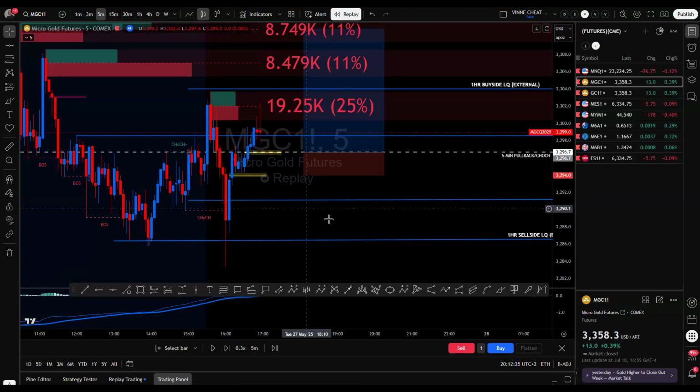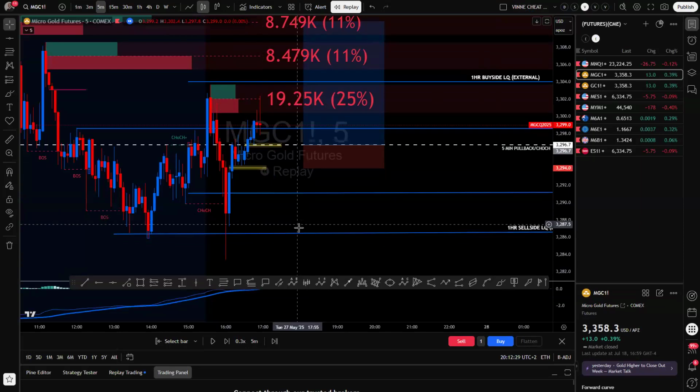If one loses, we take the second one. If both lose, we jump out of the market for the day. If the first one wins, we're done for the day, or we can look for another trade. Me personally, if I win the first trade, I'm done for the day. So let's see what price actually does here. So we're going to take the replay tool and play it out.